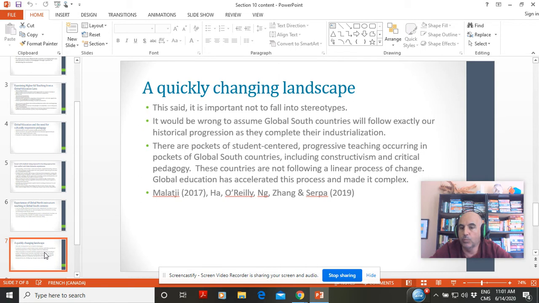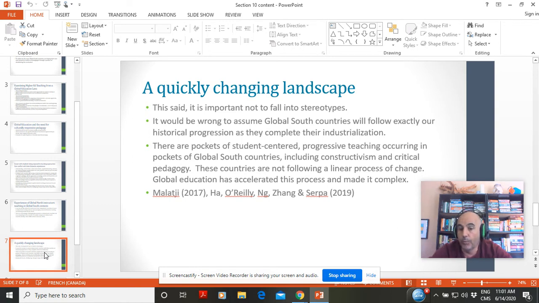We are in a quickly changing landscape where now these connections are being made in very different ways through varying networks, which means that these countries that are going through industrial development now are not necessarily going to follow the pattern that we followed. So we shouldn't expect them to just go through a progression of ideas and a growth of philosophies, particularly around teaching, that mirrors the one that we've had.